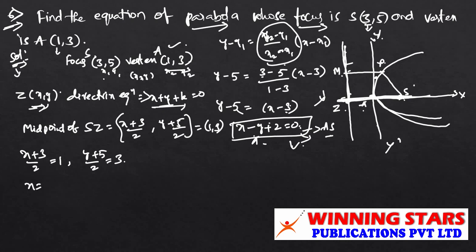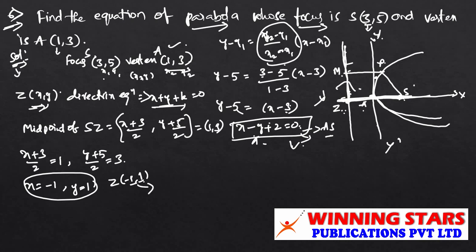x is equal to 2 minus 3, which is minus 1, and y is equal to 6 minus 5, which is plus 1. y is equal to 1 we get here. So these two values of Z we got here: Z is equal to minus 1 comma 1. So this point lies on this directrix.